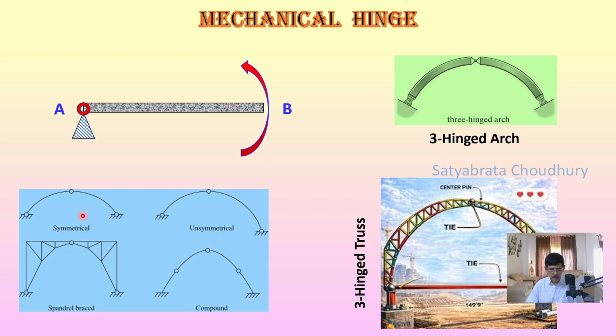And similarly, this unsymmetrical three-hinged arch, and a spandrel braced which has hinges at the support and hinges at the middle, and is a compound type where there are hinges at different locations instead of the supports. Here is a practical example in the last figure. The hinges are visible at the supports and a hinge at the top for a truss-like spandrel system.